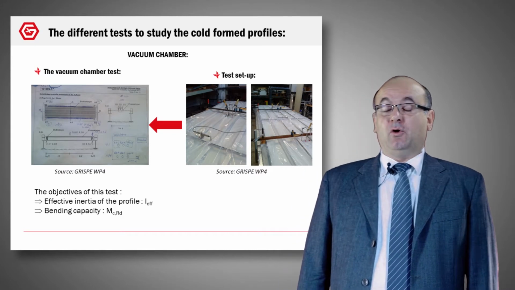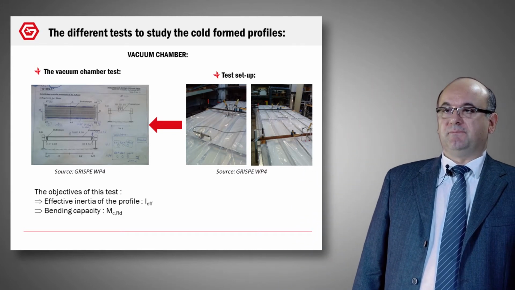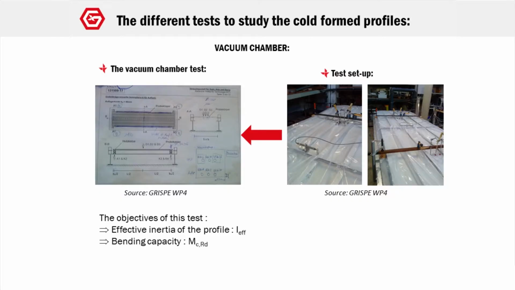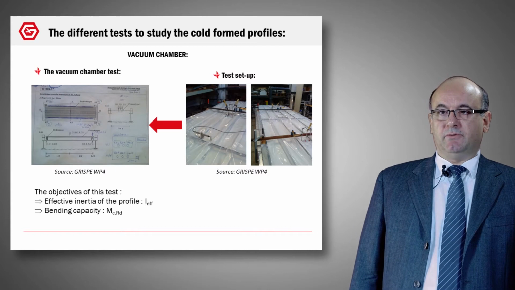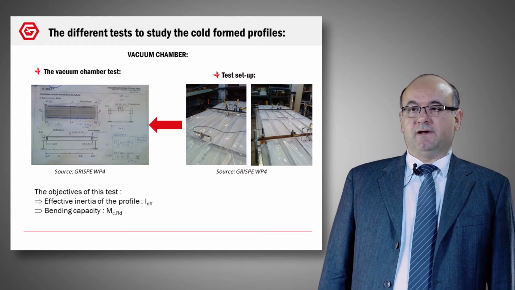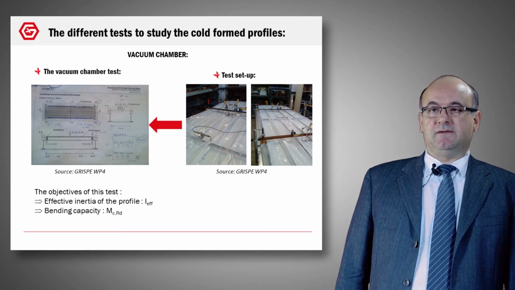Now we are going to study the tests on cold-formed sheetings. The first step, the vacuum chamber. The principle is very simple. First, you have a frame support. You put on this frame support a profile sheeting. You put on the profile sheeting a water and air tightness membrane, and you create a suction under the profile. You measure the reaction of the support, and by this way, you know the load that is applied to the system. On the right, you can see a real test setup carried out at the laboratory KIT in Germany. The objective of this vacuum chamber is to determine the effective inertia of the profile, I effective, and the bending capacity, MCRd.